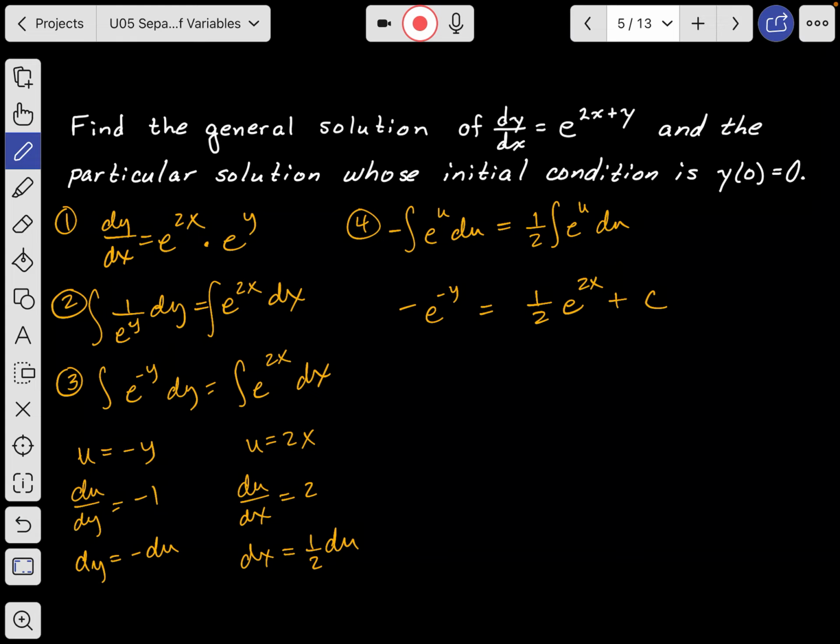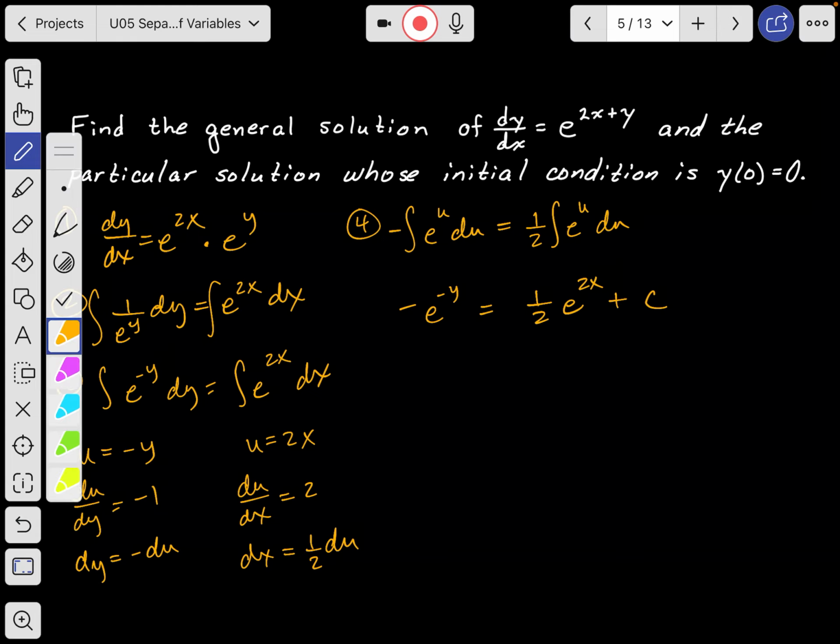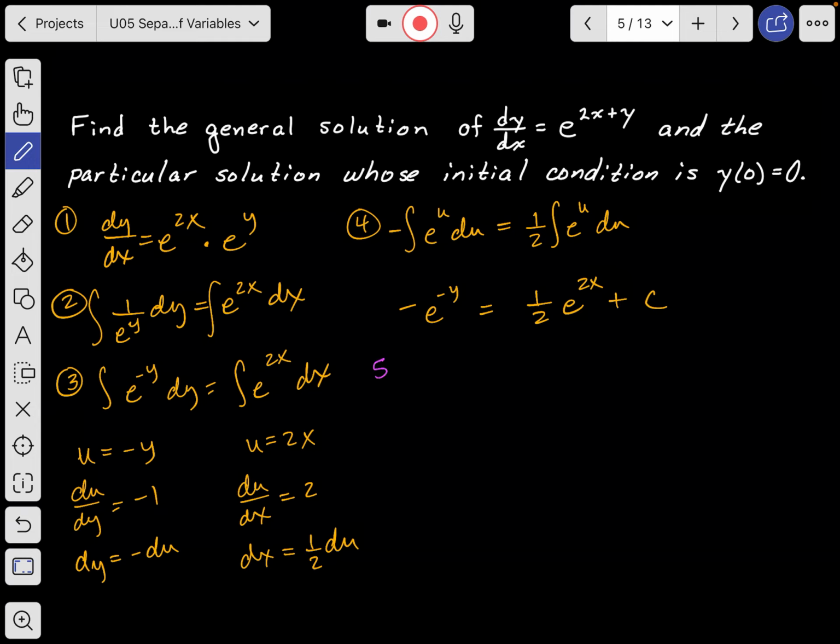And I'll just double check, make sure I've got all this right. Yep. All right, so at this point, I'm going to substitute in my initial condition. This time it is 0, 0. So I'll call this step 5, change it up a little bit. So this is negative e to the 0 is equal to 1/2 e to the 0 plus c. So in step 6, I can see this is negative 1 equals e to the 0 is 1/2 plus c. If I subtract 1/2, c is going to give me negative 3/2.